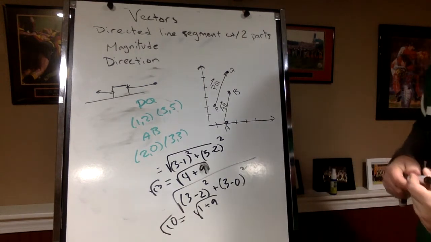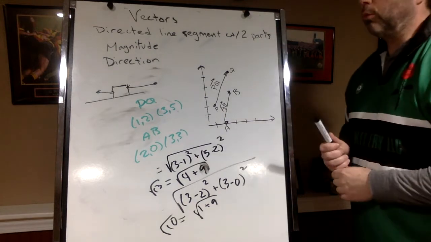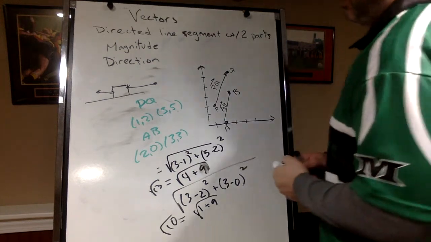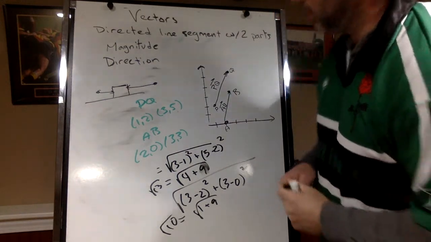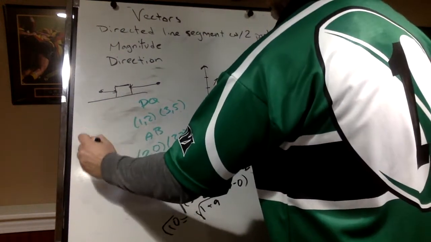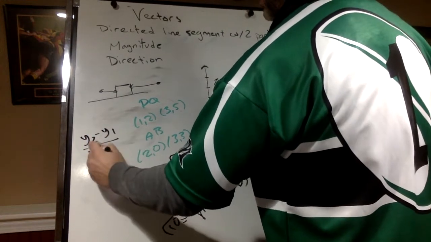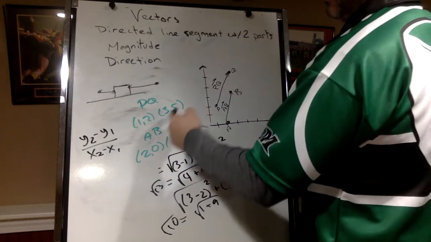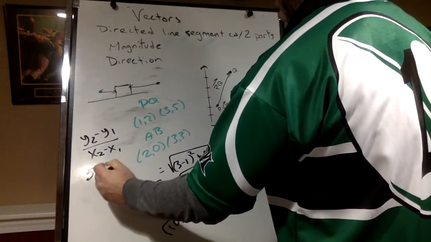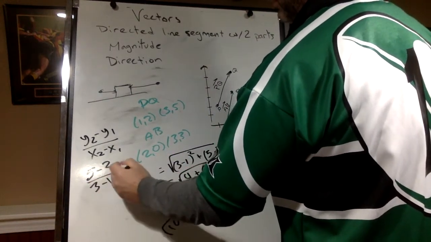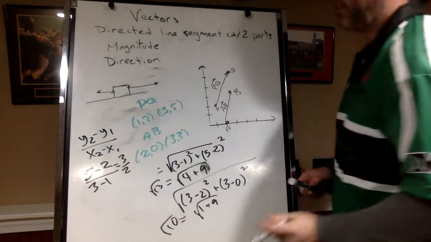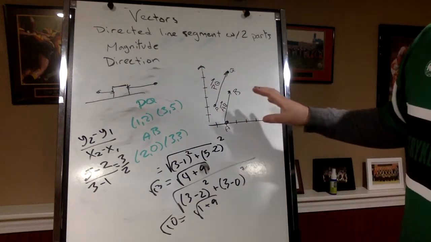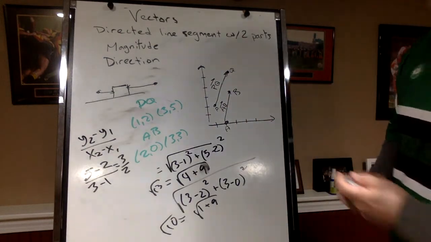Now, how do I find direction? That's the slope. So we could have also checked that with the slope. Well, how do you find the slope? Seriously, how do you find the slope? y2 minus y1 over x2 minus x1. So let's just do PQ. Let's find the direction. That's 5 minus 2 over 3 minus 1, 3 halves. There's our direction. Okay, so that just breaks down kind of what a vector is. Let's go on.